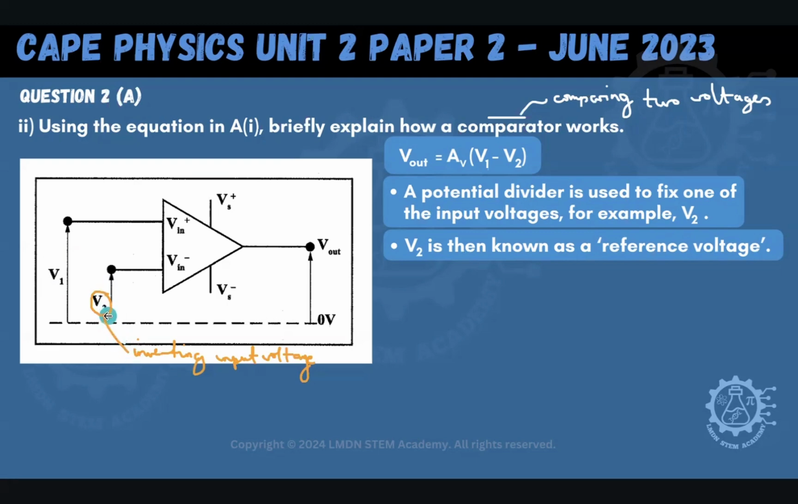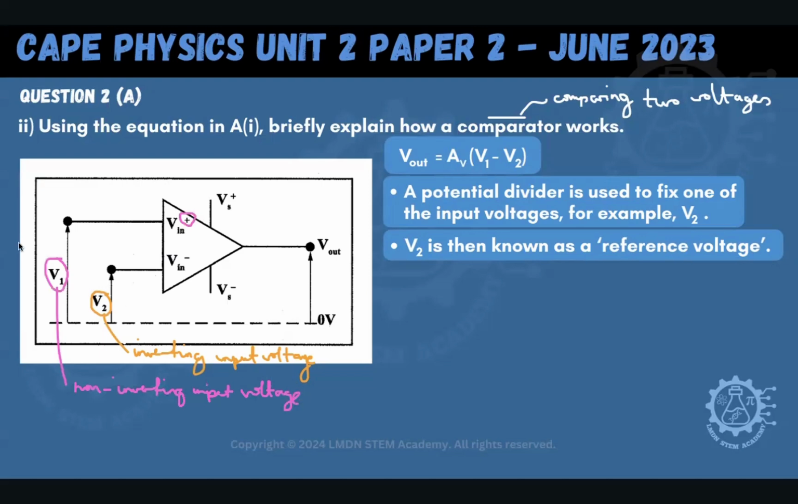Once we set that one, we can then look at our V1. As we said, V1 is what is being inputted into your non-inverting input, so that is your non-inverting input voltage. Whenever you see the plus here, you know that it's not going to be inverted.